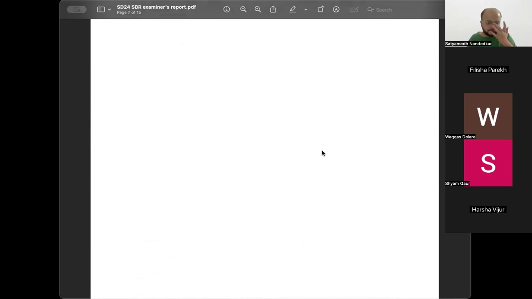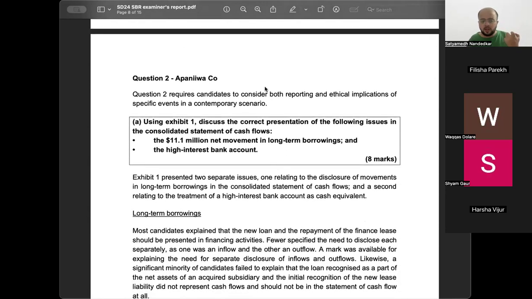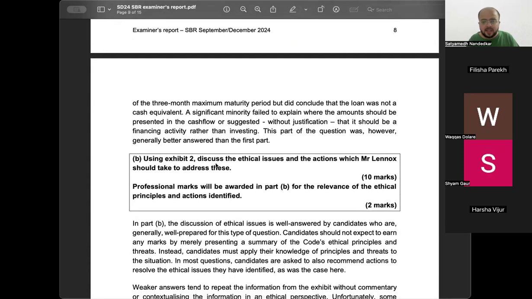Okay. Now, as you move on, question 2, which is on आपका ethics. Discuss the correct presentation of the following issues in the consolidated financial statements. 11.1 million net investment in long borrowings and high interest bank account. What is the second part? Discuss the ethical issues and the actions which Mr. Lennox should take to address these issues.